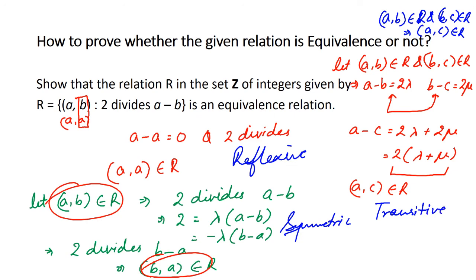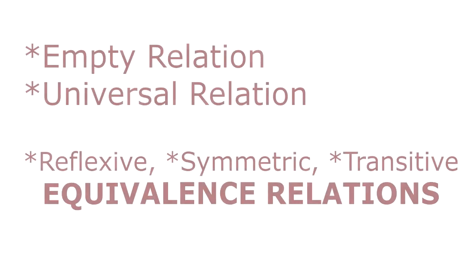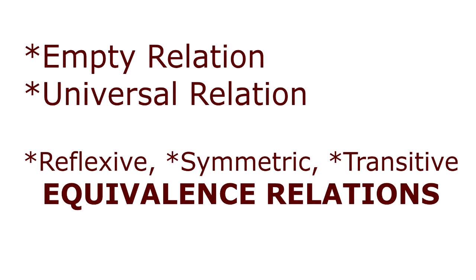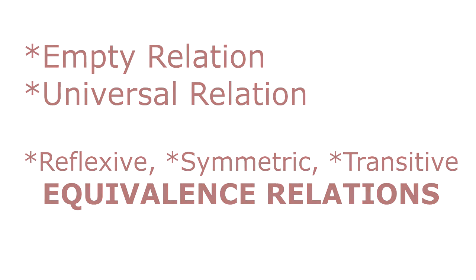And we know that if a relation is reflexive, symmetric and transitive, then the relation is an equivalence relation. So friends, this was all about types of relations. We have talked about empty relation, universal relation, reflexive, symmetric and transitive. And equivalence relation means a given relation is reflexive, symmetric as well as transitive in nature.